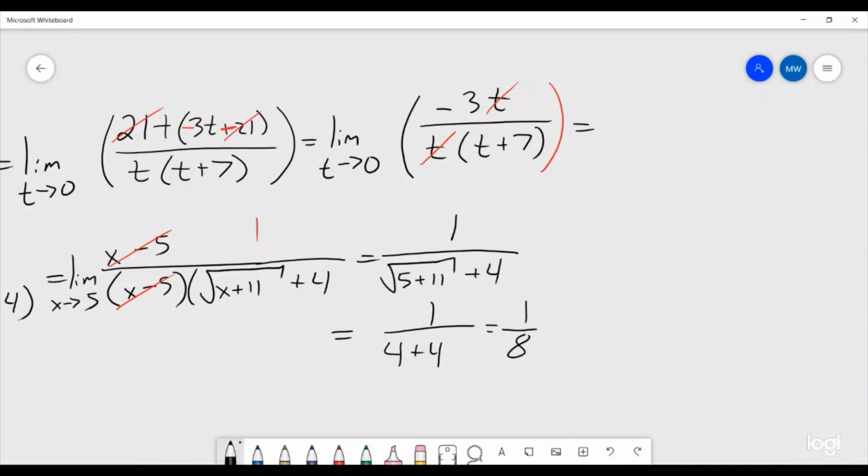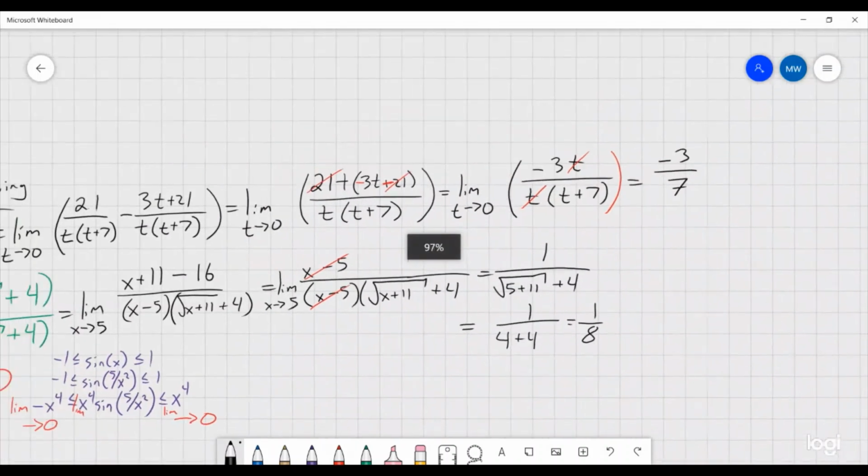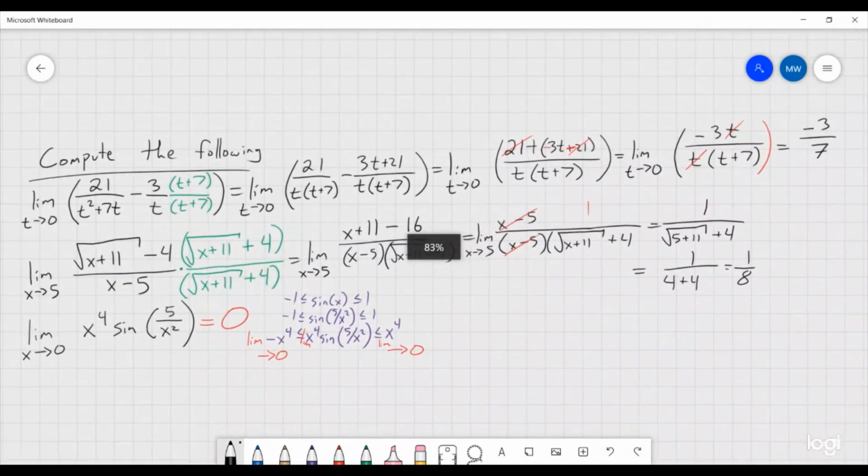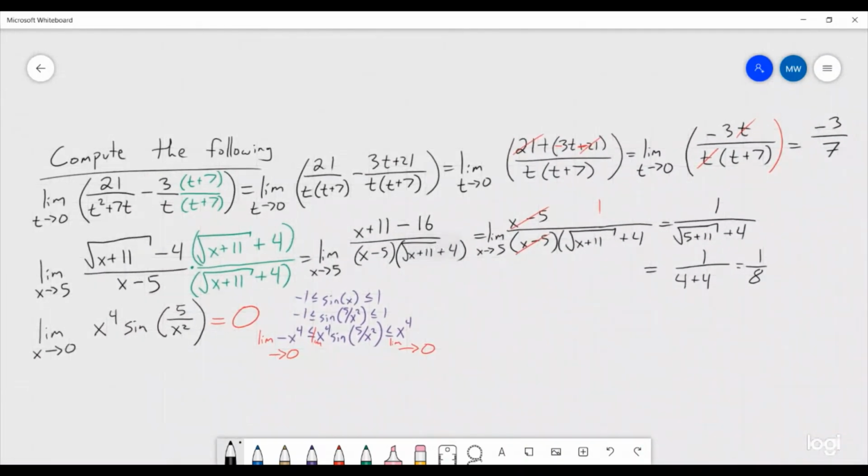And so this is equal to, and we just canceled out the dividing by 0, so now we can plug in 0, and we get a negative 3 over 0 plus 7, so a negative 3 over 7. And that's how we would be able to go through and do each of these limits. All right, let's go and talk about some continuity.